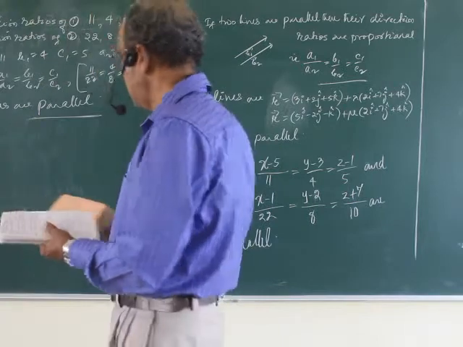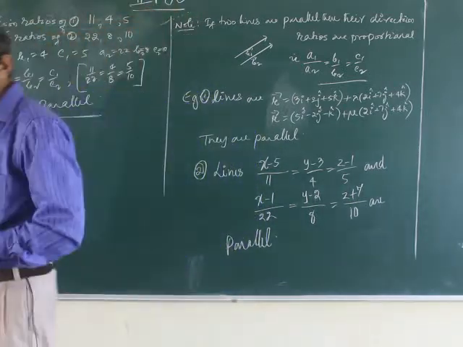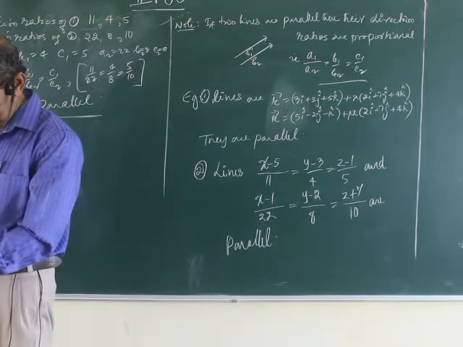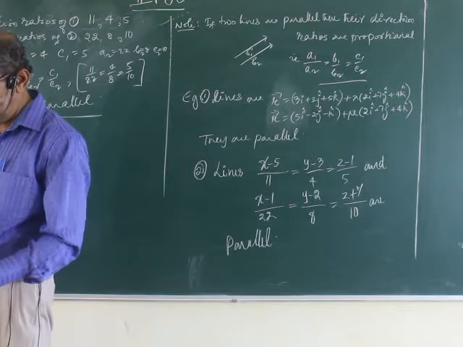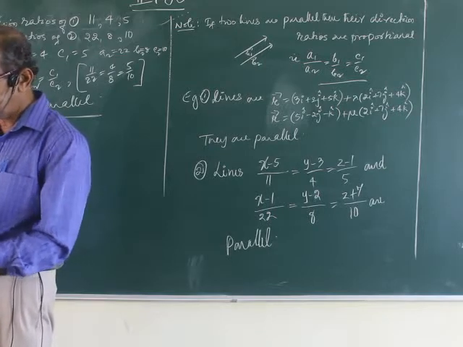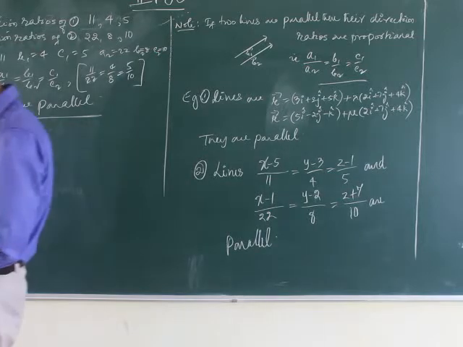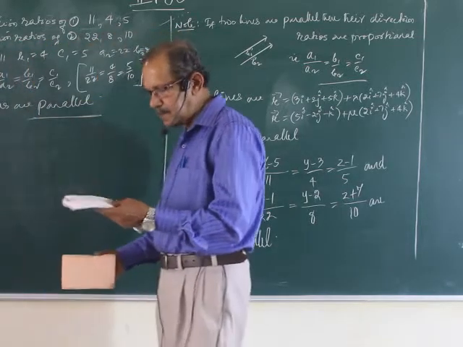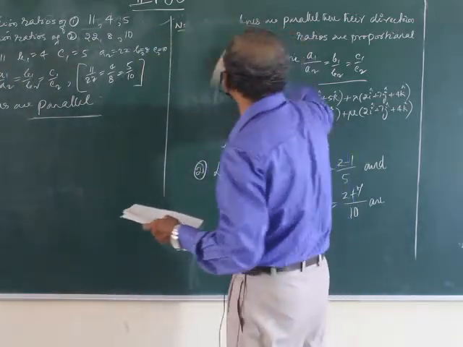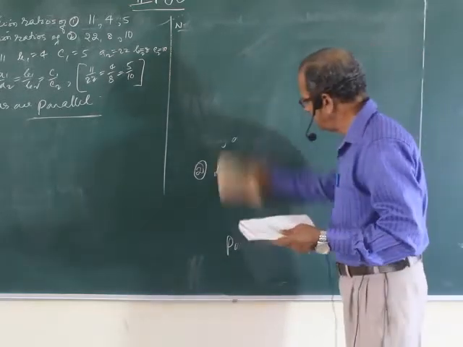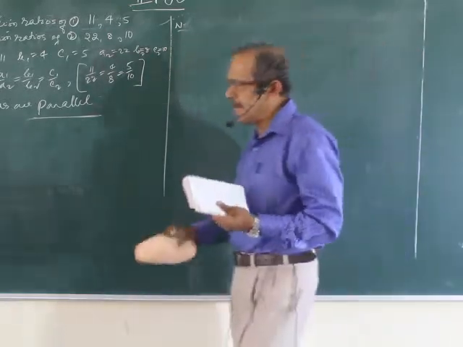Now, similarly, how to decide whether the given two lines are perpendicular? Let me take an example: show that the lines are perpendicular to each other. How to show that? If the direction ratios are proportional, lines are parallel. Okay.